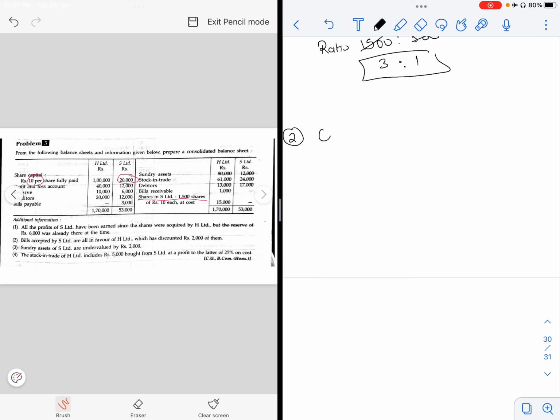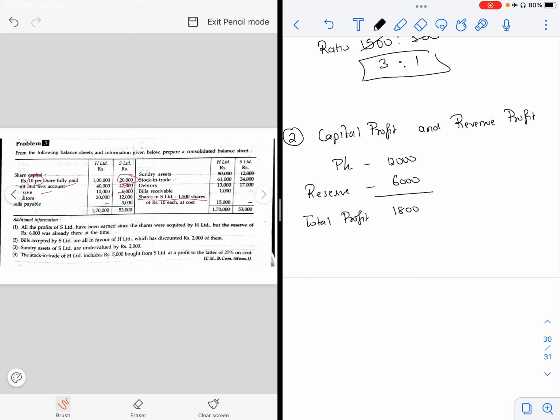Next, capital profit and revenue profit. Total profit: profit and loss account is 12,000 and the reserve is 6,000. So the total profit is 18,000. From this we take out the capital profit, and the rest is revenue profit.